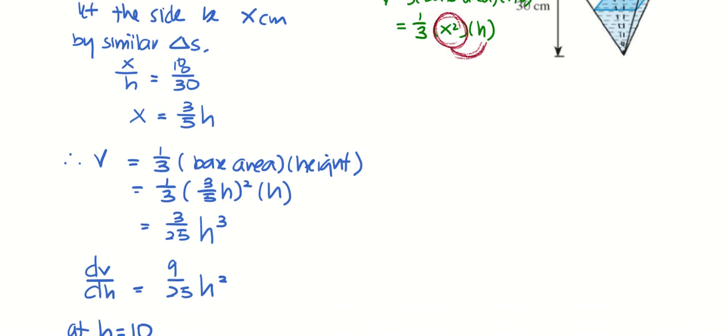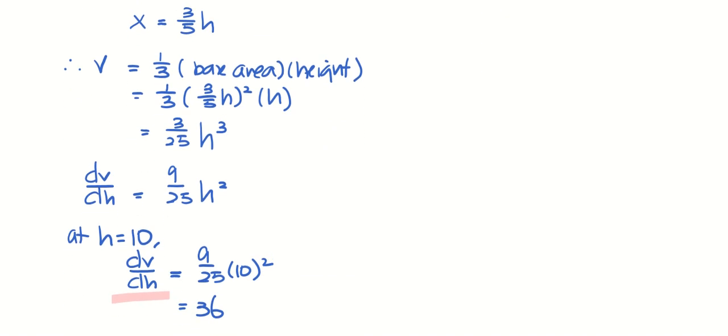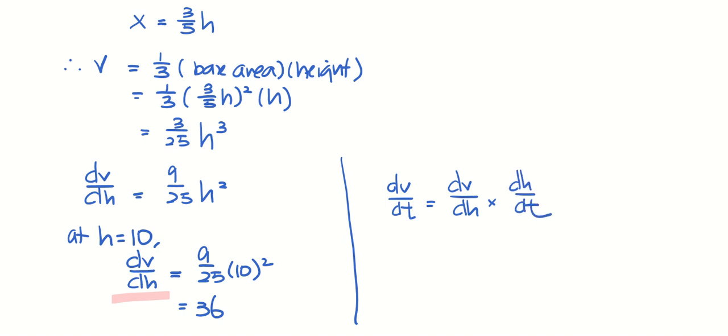Yes. Chain rule again. So let me just work it out on the right. My dV dt is going to be dV dh multiplied by dh dt. Now, two of them have values already. What are the two? dV dt is given to be 5, because it's 5 cm cube per second. So 5 equals dV dh value at h equals to 10, which is 36, times dh dt. So how fast is the water level rising? Your dh over dt is just going to be 5 over 36.